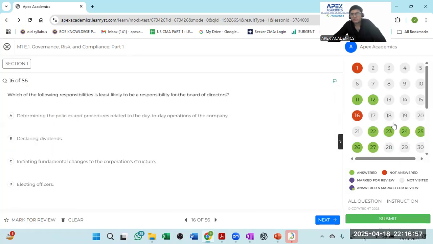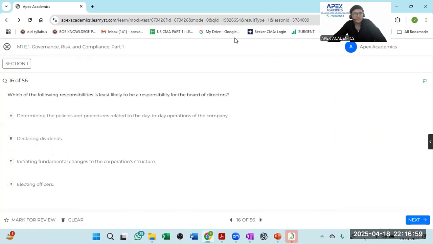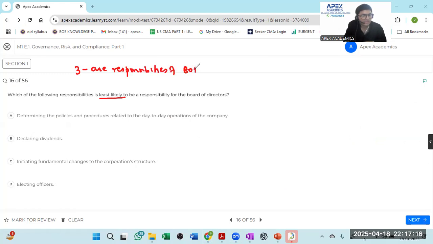Now we go to question number 16. Sir, let's pay attention to question number 16. Which of the following is least likely to be a responsibility of the board of directors? Sir, least likely means 3 are responsibilities of board of directors, and 1 is not a responsibility of board of directors. So what is not the responsibility of board of directors is our answer.